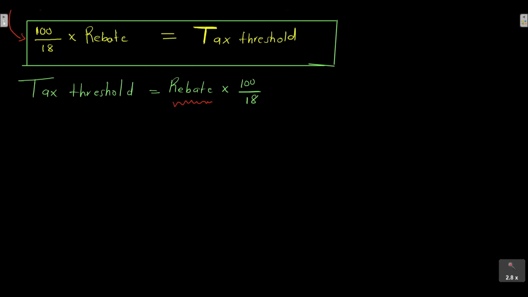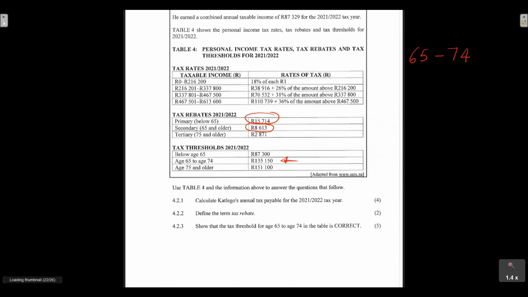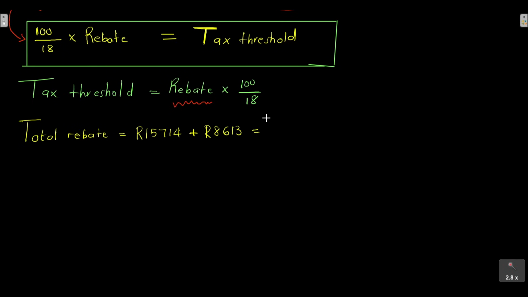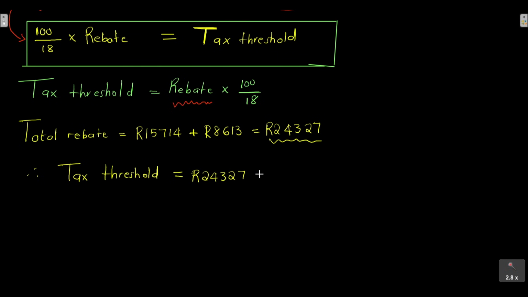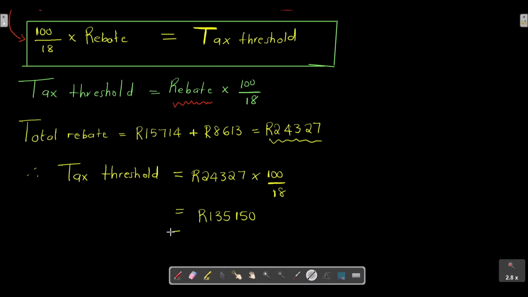Therefore the total rebate, because we want to substitute into the equation, is going to be 15,714 plus 8,613. When you punch this into your calculator, you will get 24,327. So now we've got the rebate that we're going to substitute into this equation. Therefore, your tax threshold is equal to your total rebate of 24,327 multiplied by 100 divided by 18. From there, if you punch this into your calculator, you will get 135,115. Okay, so this is amazing.